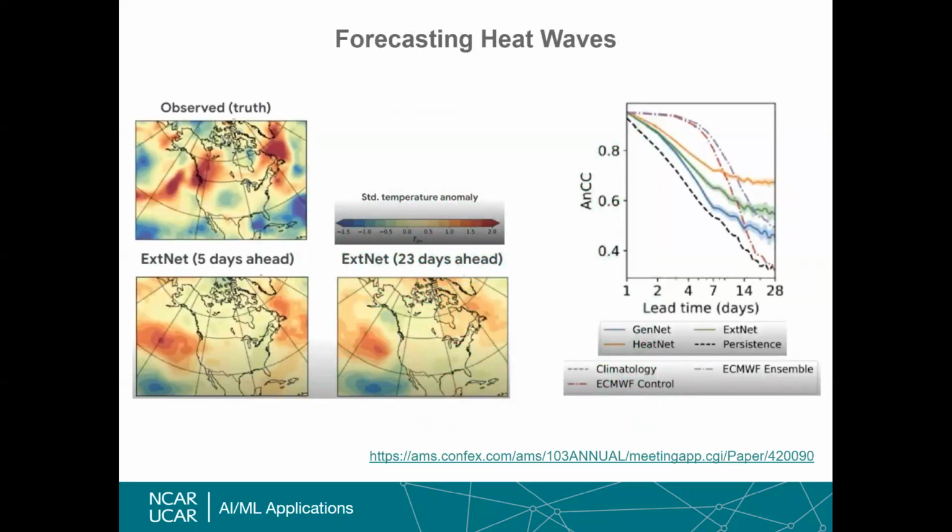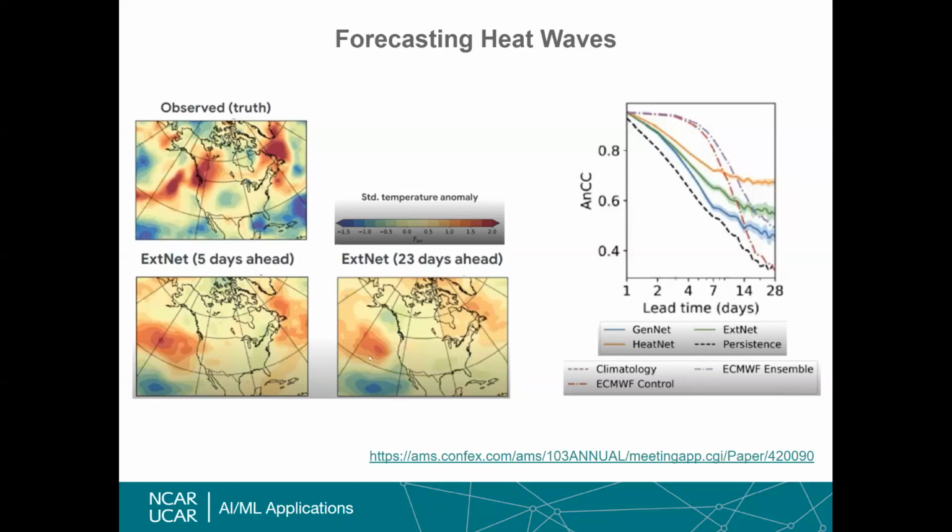Here's one where AI is actually being used to produce an actual forecast. So this is a tool that was developed to predict heat waves. And so this was a reanalysis data set up here. You can see there's a heat wave over the Pacific Northwest. This is sort of Vancouver and Seattle area. And so this was the observed truth, or as close to it as we had.